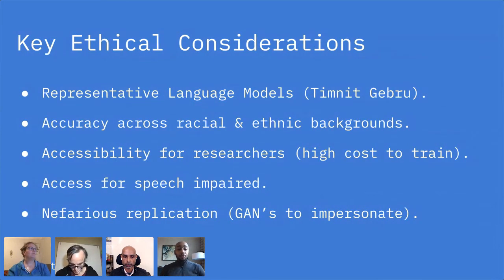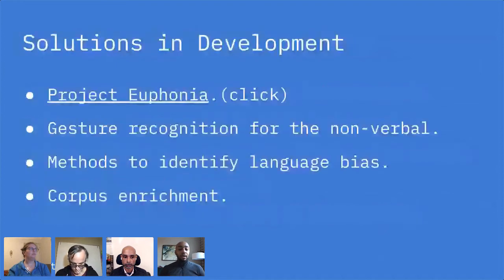So there are some solutions in development. I will give you guys some time to look at these. Project Euphonia is a big one at Google, where we're actually going out trying to solve the problem for people with speech impairments, gesture recognition for the nonverbal, and then methods to identify language bias is probably the largest area of focus.